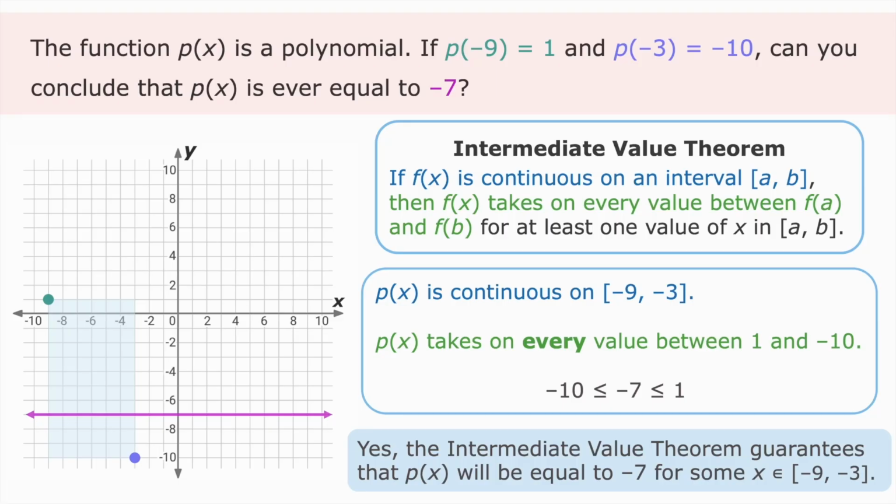The graph could look something like this, or this. But in order to get from y equals 1 to y equals negative 10, it will have to pass through y equals negative 7, since it is continuous.